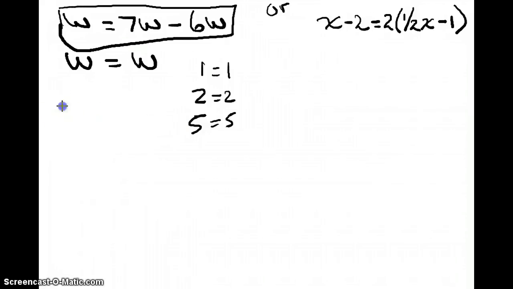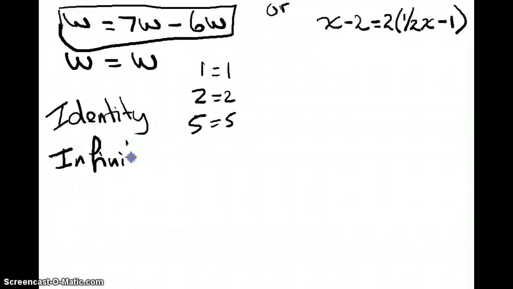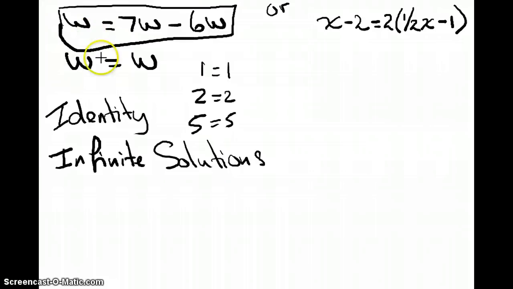So we call this an identity because it has infinite solutions. No matter what value I pick for w here, when I plug it into the original equation, my answer will be true. So when I have a variable equal to the same variable, then I know that I have infinite solutions.